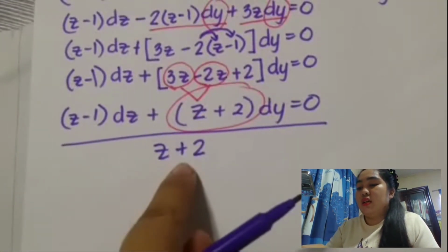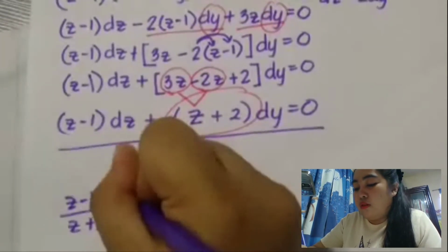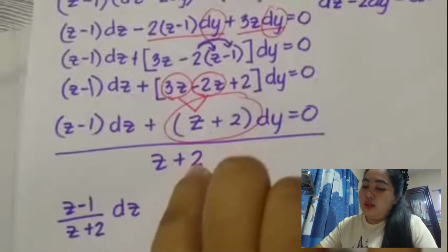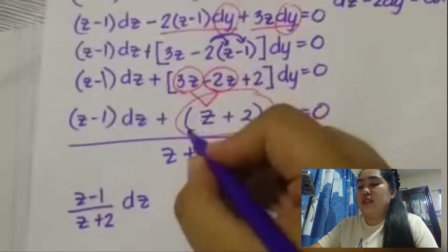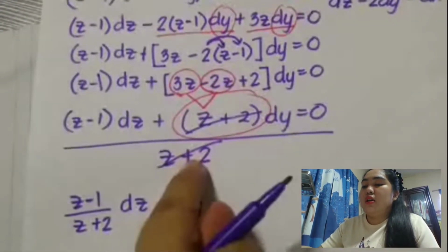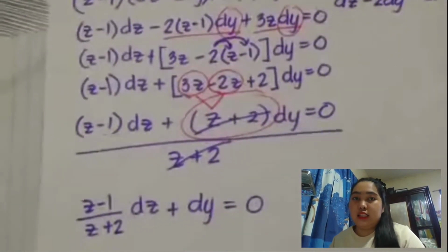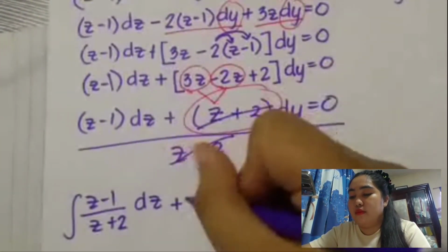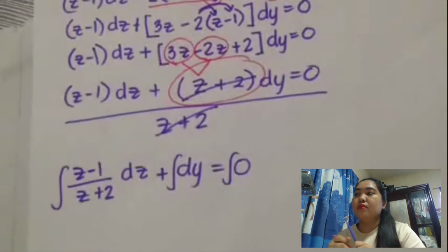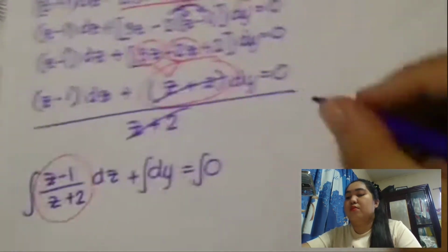(z - 1) dz over (z + 2). Then, (z + 2) divided by (z + 2) dy. So, maka-cancel out lang to. Kasi nagiging 1. So, plus dy na lang siya. Equals 0 divided by z + 2, 0 pa din. So, after na, pwede na natin siyang i-integrate. So, bago muna natin siya i-integrate, kailangan muna natin i-divide si (z - 1) over (z + 2). So, divide muna natin siya.